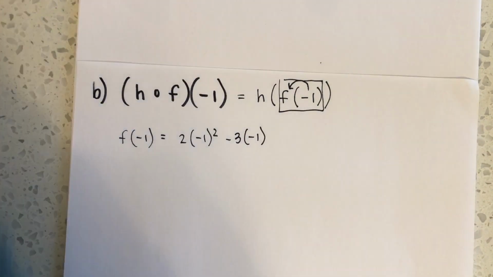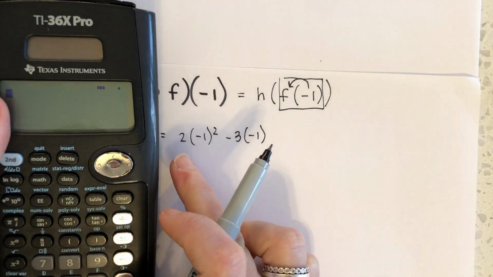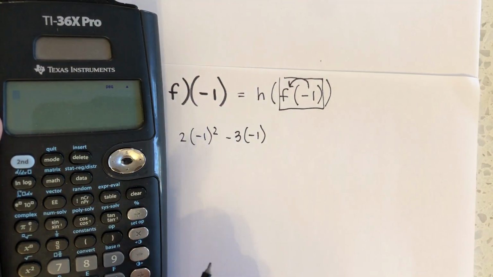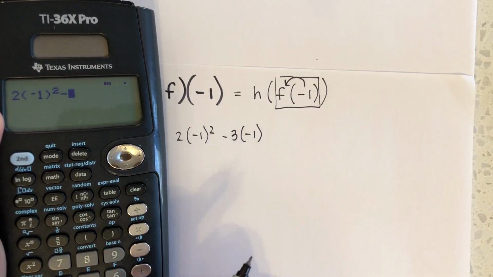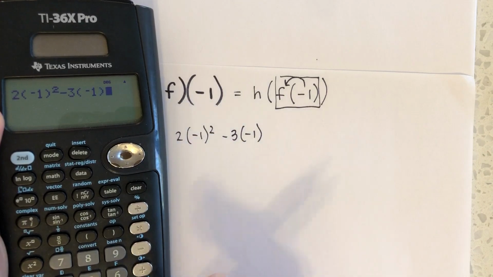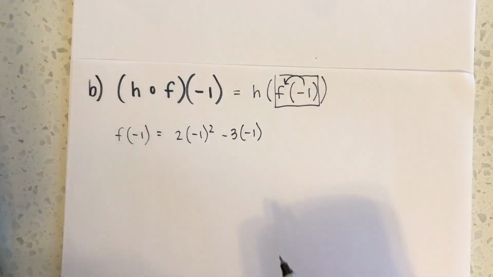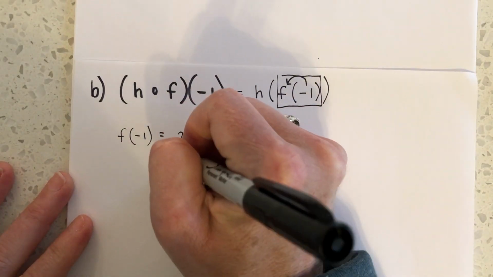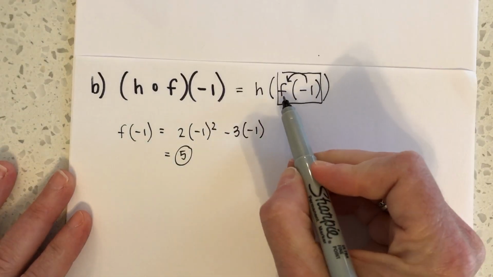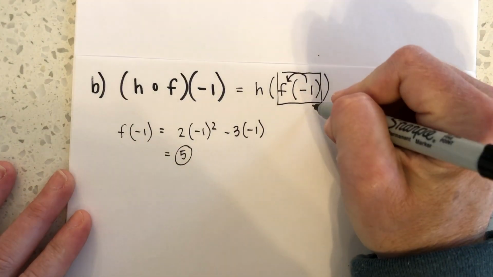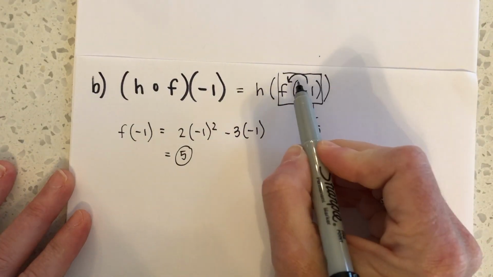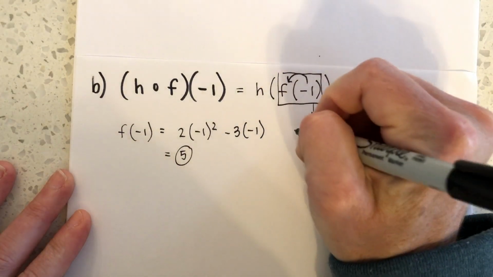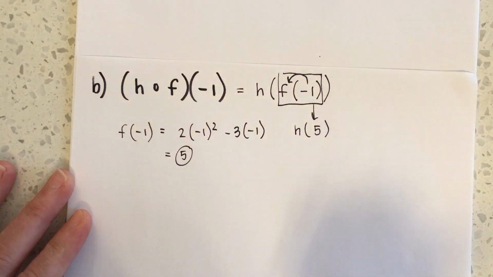And again, just to show you, you could plug this right into your calculator and let it do all the work for you. 2 parenthesis -1 squared minus 3 parenthesis -1, close it, hit enter. It's 5. So this equals 5. That means f of -1 got you 5. Well, now you have to take that answer and plug it into h. So you have to find h of 5.